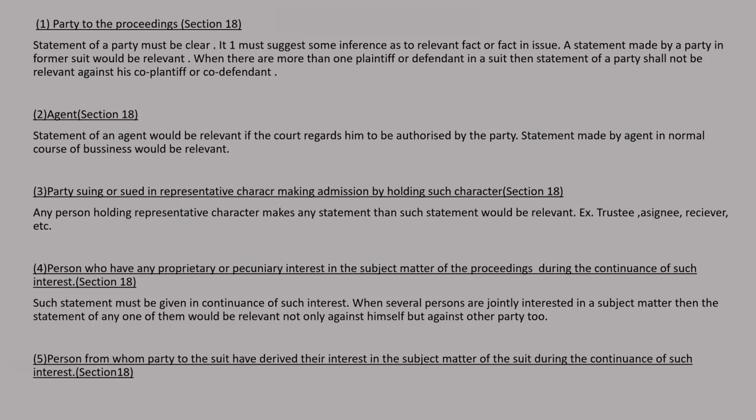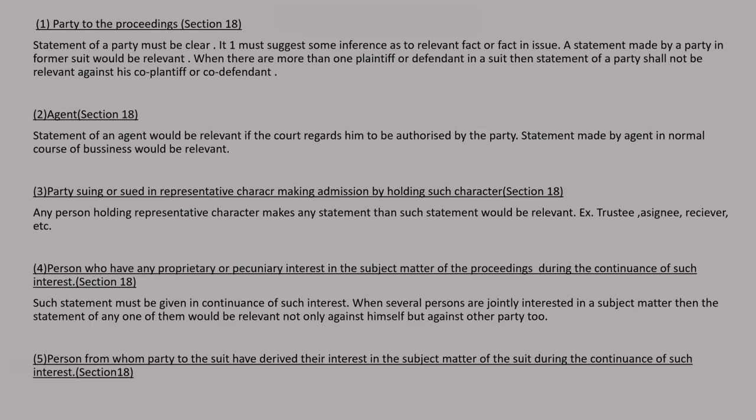Now the second person who can make an admission is the agent. A statement of an agent would be relevant if the court regards him to be authorized by the party. So he must be authorized by the party. In order to be an agent who can make an admission, he must be recognized by the court as authorized by the party. A statement made by an agent in the normal course of business would be relevant. So if an agent is making any statement in the normal course of business while he is performing his duty, then that would be relevant as an admission.